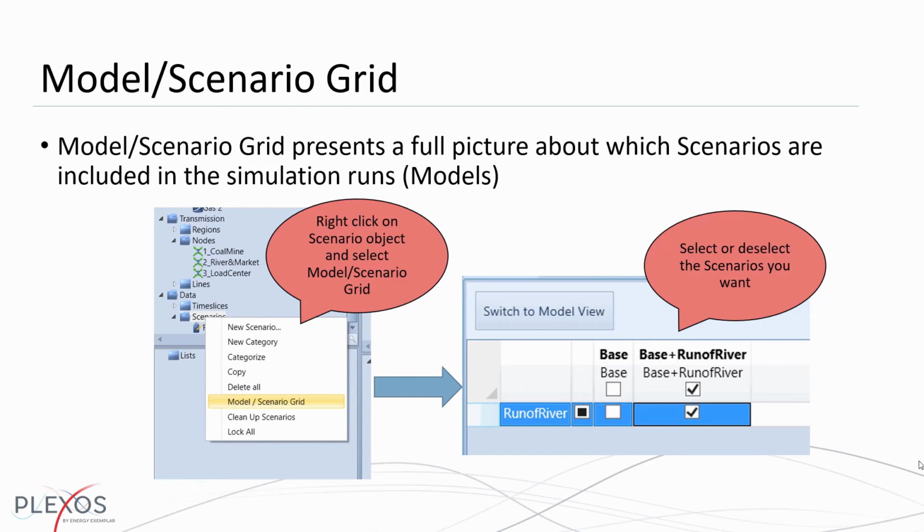The model scenario grid. To have an overview of which scenarios are being used in which models, we have the model scenario grid. To view this, right-click on Scenarios and in the drop-down select Model Scenario Grid. In this grid, the user can select or deselect which scenarios are used in which models. In this case, the run-of-river scenario is only used in the model base plus run-of-river. So this is an additional way to add or remove a scenario from a simulation run. You could also view the model scenario grid by right-clicking on the model's category.